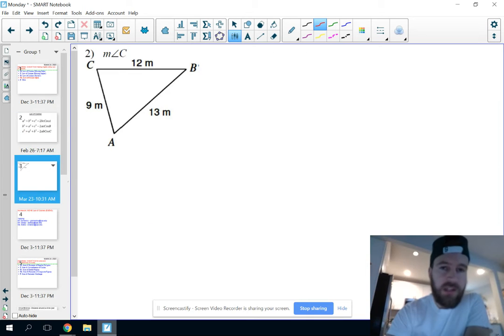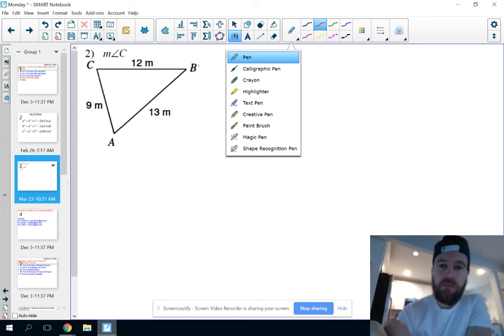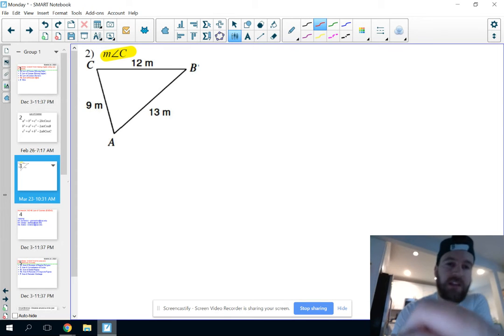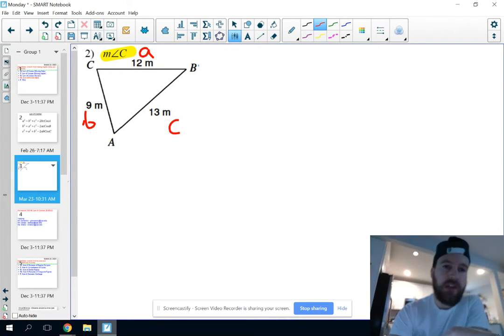So let's look at an example. Number 2 on your worksheet. So we're trying to find the measure of angle C. So first step, same as finding missing sides, just label your sides based on the angles they are opposite from. So opposite from angle A, side A, opposite from angle B, side B, opposite from angle C, side C. So since we're trying to solve for angle C, we're going to use the third formula. So that's the one that starts with little c.